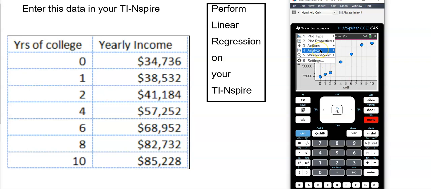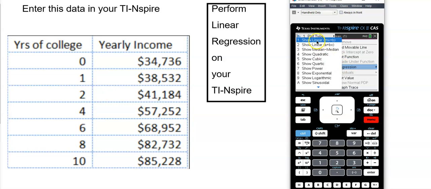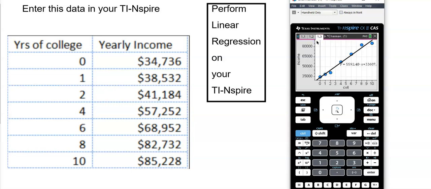So analyze and regression, and you want to do linear regression, and it does a regression for you. So it gives you the equation of this line. It's y equals 5592, I'm just going to round it off, plus 33607. And that's for our y value, which is our income, and our x value is our years of college.